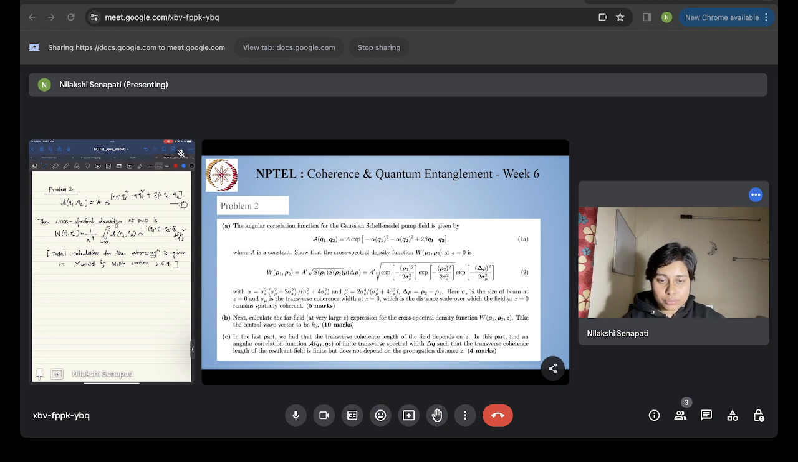Now, let this equation be 2. This one is already given, A(q1, q2), which is the angular coherence function. Now we will substitute that A(q1, q2) in equation 2, and we'll use the standard Gaussian integral that we have been using until now. So let me first substitute.